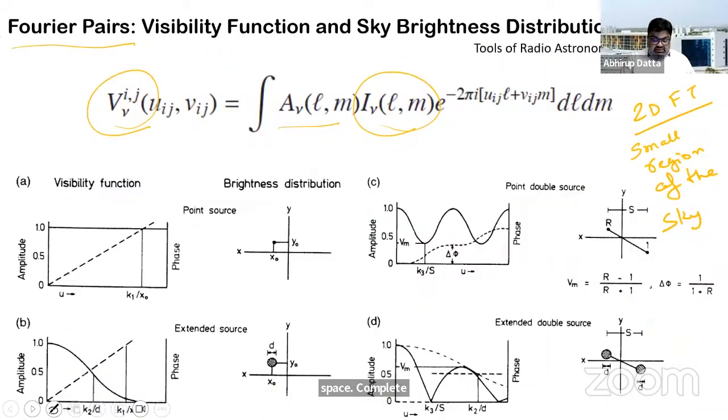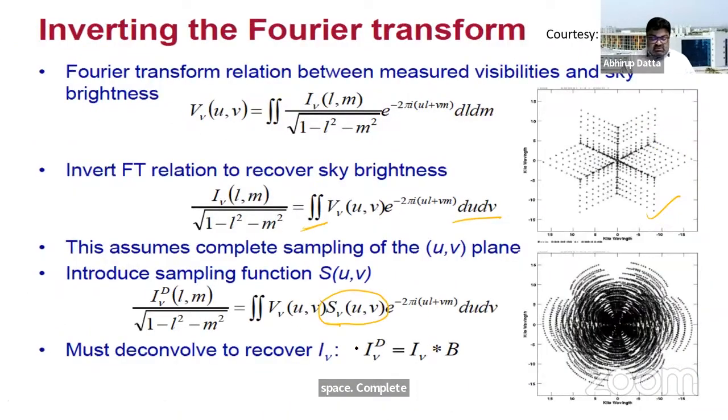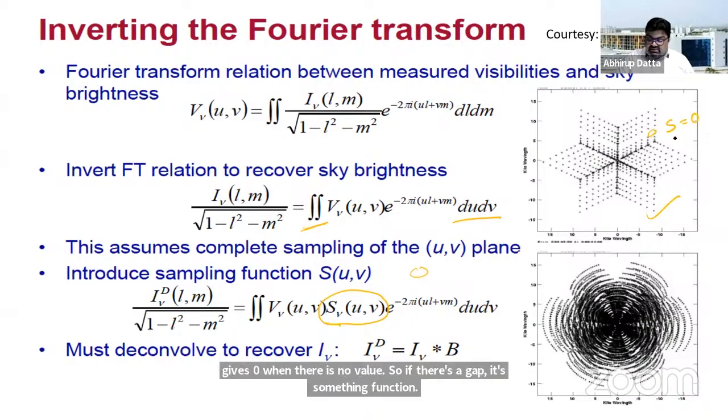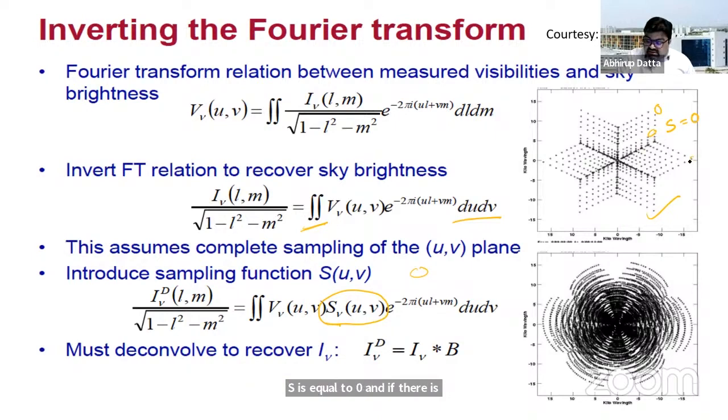Hence, to account for that, we have a sampling function which gives 0 when there is no value. So if there's a gap, the sampling function S is equal to 0. And if there is a value, like for this particular position, you have a value. So for this or this, S is equal to 1. Okay. Then you can still write this one in terms of an integral.